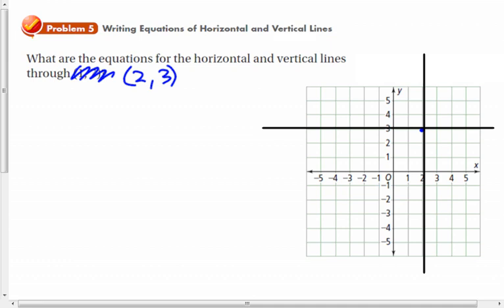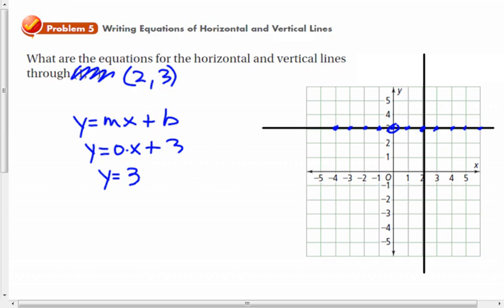Now the slope of the horizontal line right here is 0, so it's a flat line. So if we put it in slope-intercept form, we get y equals 0 times x plus the y-intercept is 3. And 0 times x is 0, so it's just y equals 3. And if you think about every coordinate on that line, the y value of every one of those coordinates is 3, so it makes sense. And then using that same thought process, every x coordinate on this line is 2. So our equation for that line is just x equals 2. So x equals 2 here, y equals 3 there.